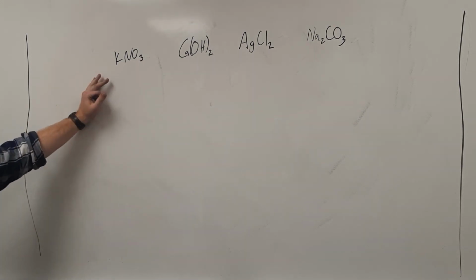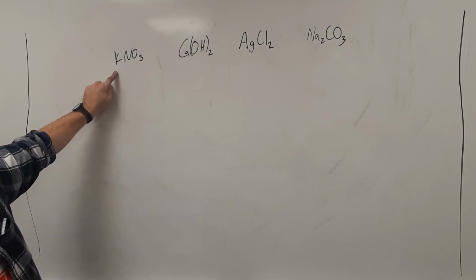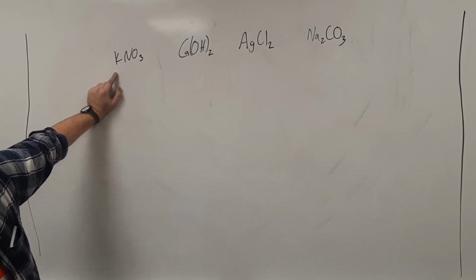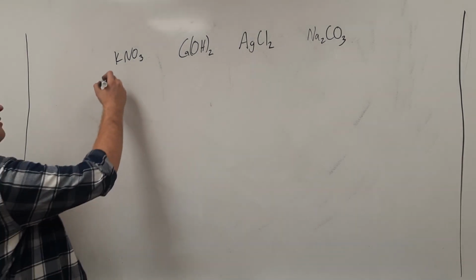So I'm just going to look in the table, and under soluble compounds, I see compounds containing alkali metal ions like lithium, sodium, potassium. Hey, we have potassium right there. It says that is soluble, and there are no insoluble exceptions. So this is soluble.